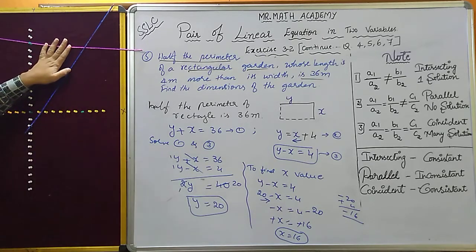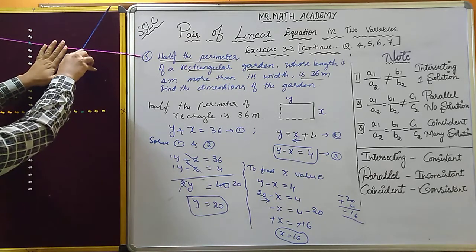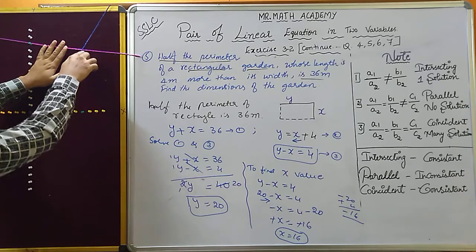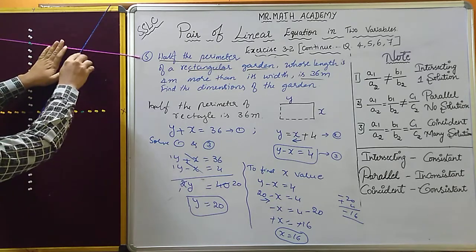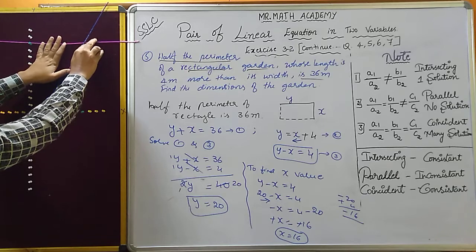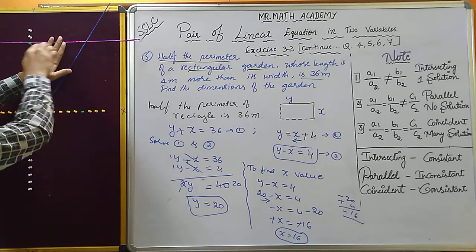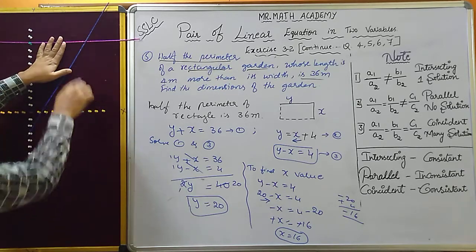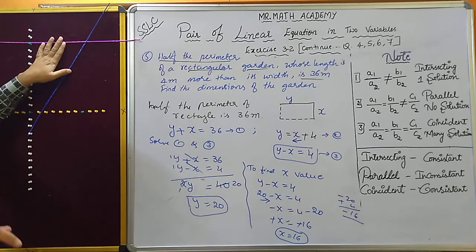Okay. If you plot a graph, you will get a graph like this. So this is the point of intersection. This is the value of x, and this is the value of y. Okay, so how much? x is 16, y is 20. Like this you will get the graph.